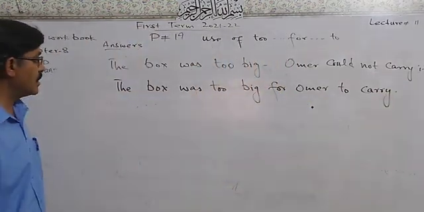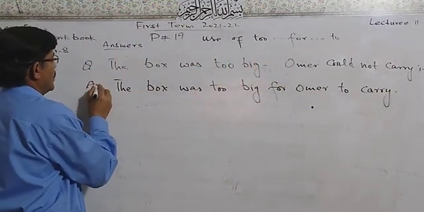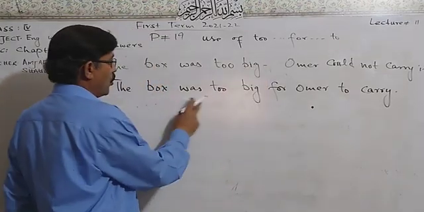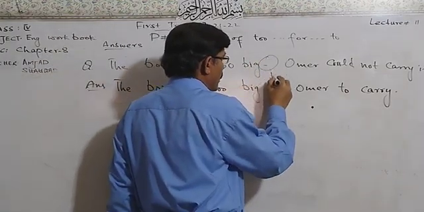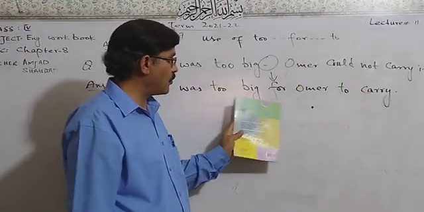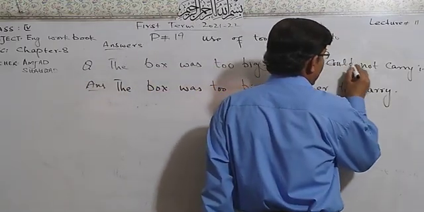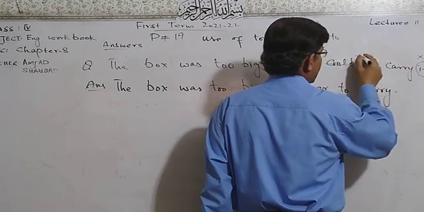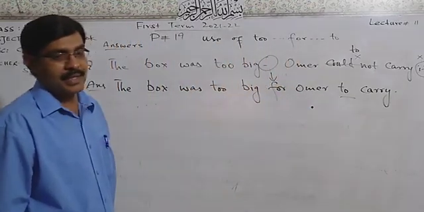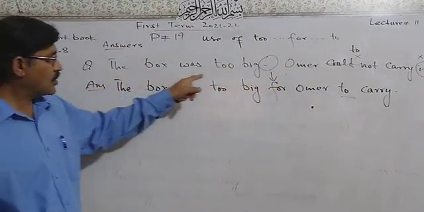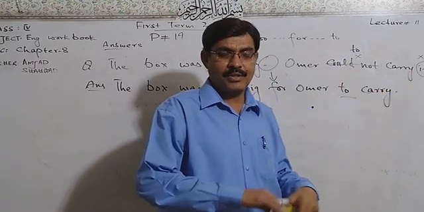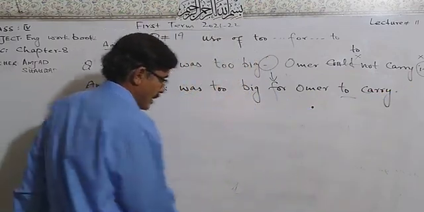Okay, dear students, this is the question and this is the answer. Look at what we changed. The box was too big. Here we used "for" in place of the full stop, for Umar, for that subject. And don't write this part. To carry. The box was too big for Umar to carry. I hope you understood that one.